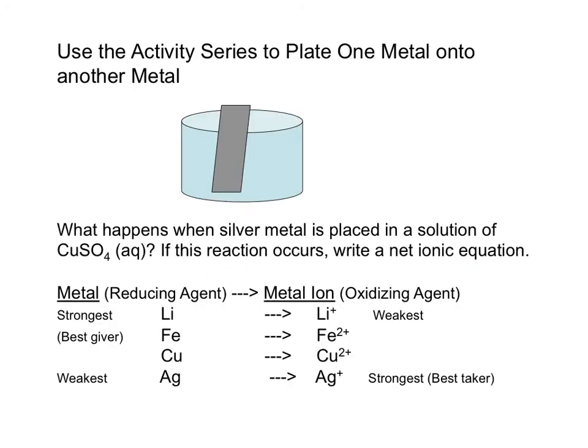The activity series can be used to determine whether you can plate one metal onto another. So place silver metal into a solution of copper 2 plus ion. Will the silver get plated or covered with copper? Stop the video for a minute and think about it. And the answer is no. Silver is less active than copper, so this reaction will not occur.